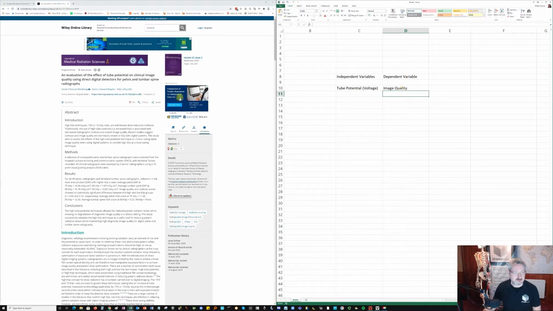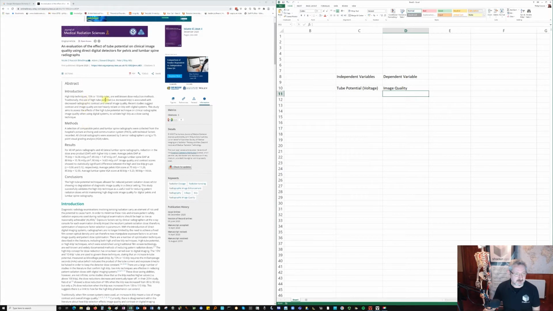Okay, so we've got an independent variable, which is tube voltage, and we've got a dependent variable, image quality. Now, I don't know, in the title that's all it says. But when you actually have a quick look at the abstract, we get a little bit more. So it talks about dose reduction, radiation dose reduction, and how high KVP techniques are well-known dose reduction methods.